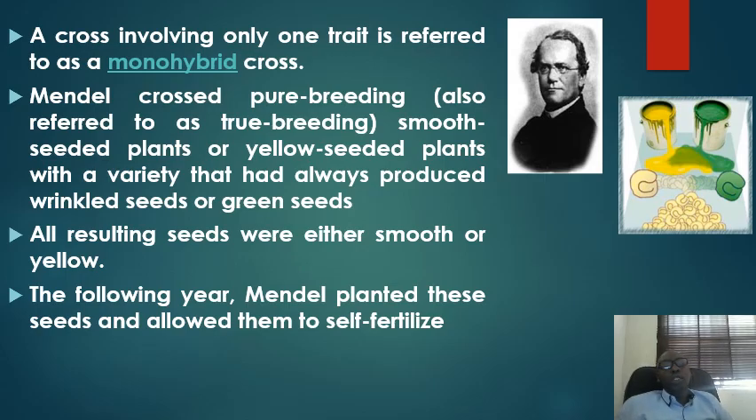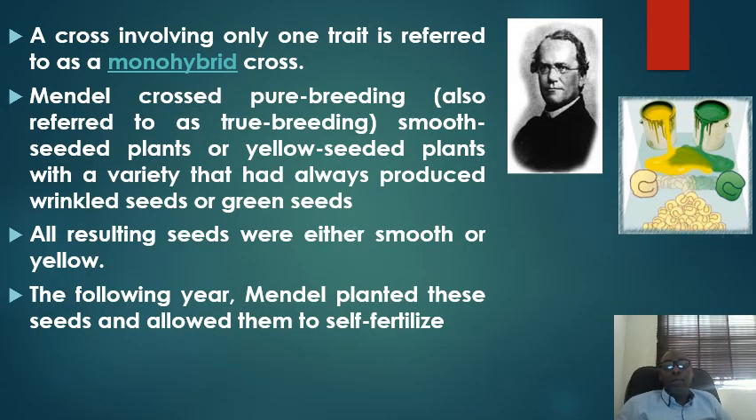Now, it's interesting to note that in the work of Gregor Mendel, he carried out two different types of experiments. To obtain the first law of inheritance, he carried out a monohybrid cross experiment involving a pair of contrasting characters. He crossed pure breeding smooth-seeded plants or yellow-seeded plants with a variety that had always produced wrinkled seeds or green seeds, and observed, not a blending giving a different color, but that in the F1 all produced smooth yellow seeds.